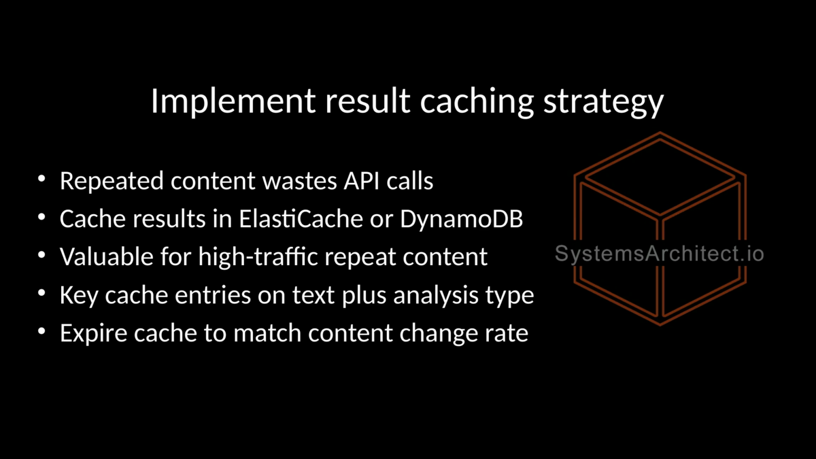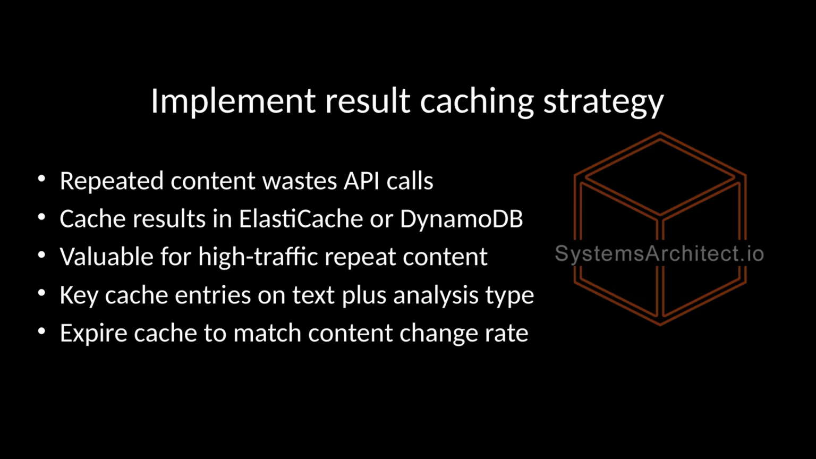10. Implement result caching strategy. If the same or similar content gets analyzed repeatedly, reprocessing it every time wastes both money and time. Caching Comprehend's results lets you serve repeat requests without another API call. Use a fast lookup layer like Amazon ElastiCache or DynamoDB.